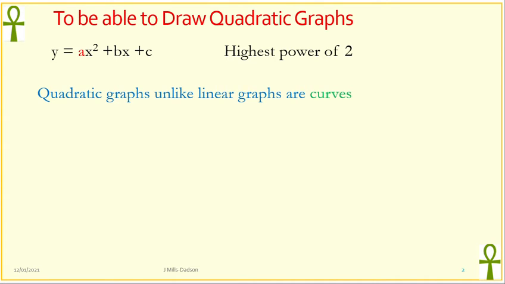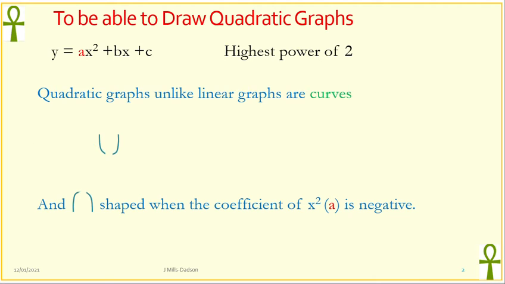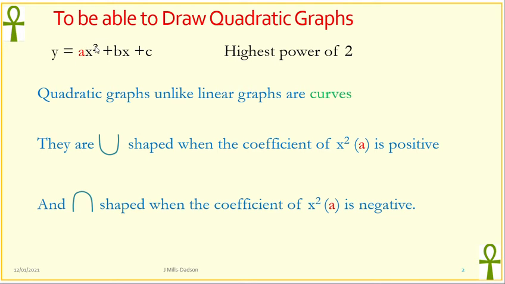Now, quadratic graphs, unlike linear graphs, are curves. Quadratic graphs will always give you a curve. When the coefficient of x squared, the a value, is positive, you have a U-shaped graph. And when the coefficient of a is negative, it's going to be upside down. So the U-shaped one is when the coefficient of x squared is positive, and the upside down is when the coefficient of x squared is negative. So these are checkpoints to help you know whether you got it right or wrong.